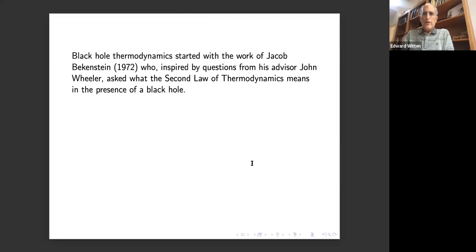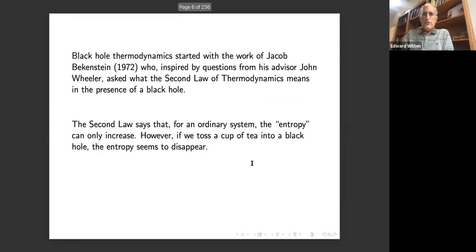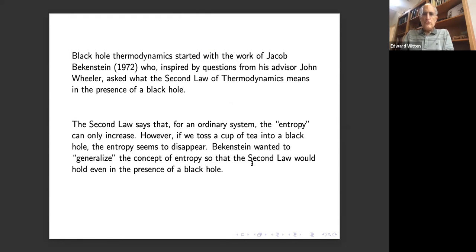So black hole thermodynamics started with Jacob Bekenstein, who in 1972 asked what the second law of thermodynamics means in the presence of a black hole. So the second law says that for an ordinary system, the entropy can only increase. But if you toss a cup of tea into a black hole, the entropy seems to disappear. So Bekenstein wanted to generalize the concept of entropy so the second law would hold even in the presence of a black hole. So he wanted to assign an entropy to the black hole.